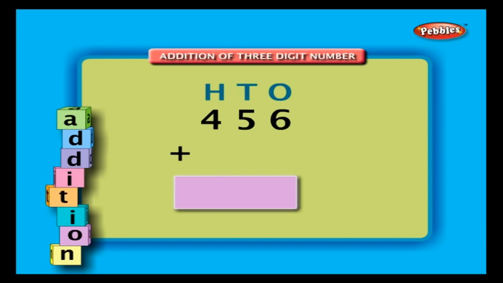Example 2. Add 456 and 526. Arrange the numbers in a column. First add the ones column. 6 ones plus 6 ones is equal to 12 ones. 12 ones is equal to 1 tens plus 2 ones. Write 2 below the ones column and carry over 1 tens to the tens column.